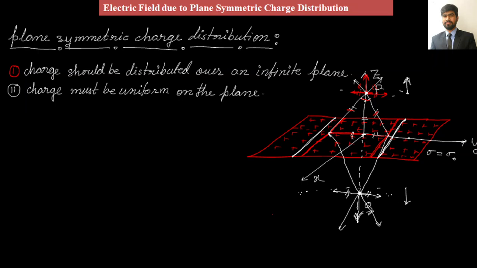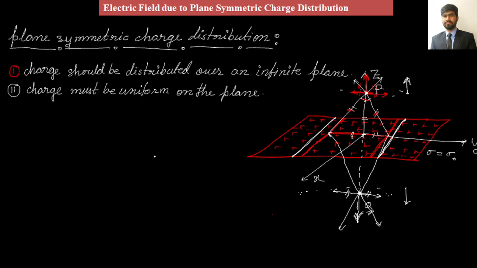But if this plane carries a negative surface charge density, the electric field will still be perpendicular to the plane, but it will be towards the plane. For positive charge, it is away from the plane, perpendicular to it. For a negative surface charge density, the field is still perpendicular to the plane, but in this case towards the plane. Okay, so the direction is clear from this figure.